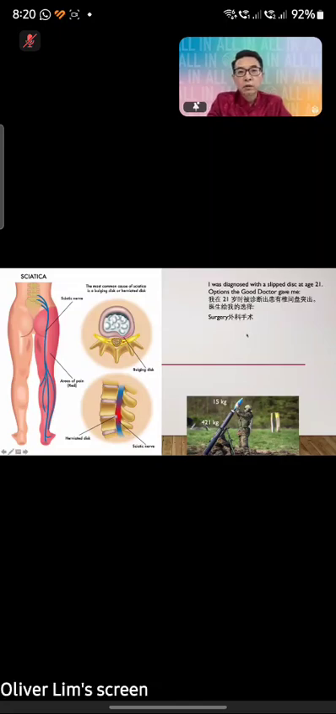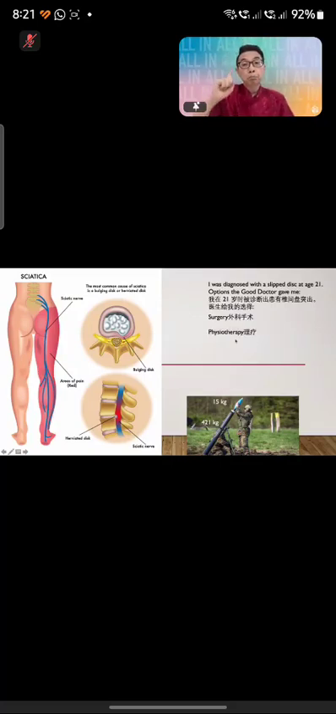Okay, so very scared, cut, can go paralyzed. So I chose not to have surgery. I was still very young. So the doctor said, well, you can go for physiotherapy, which I took up. Physiotherapy, pretty effective.